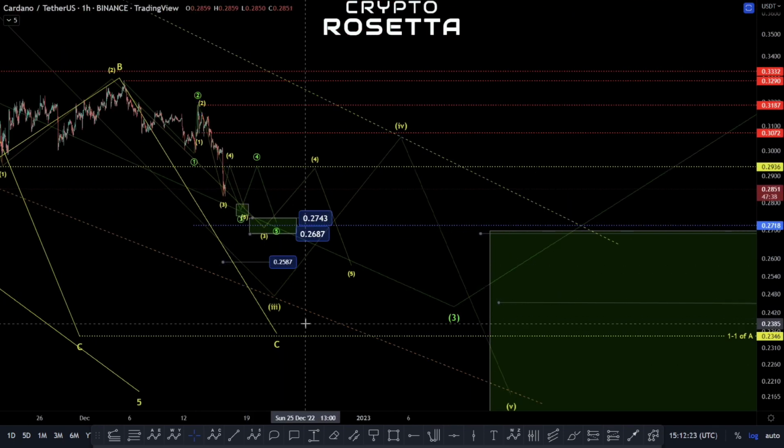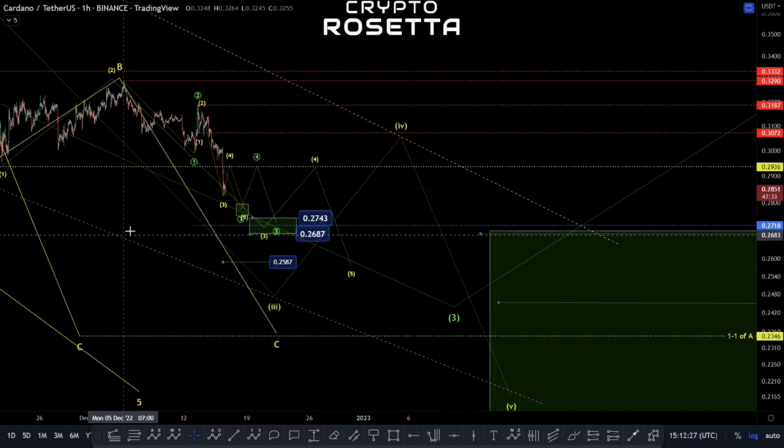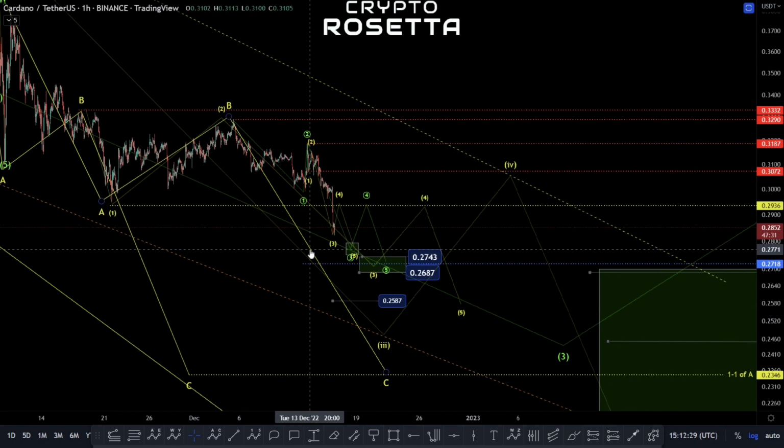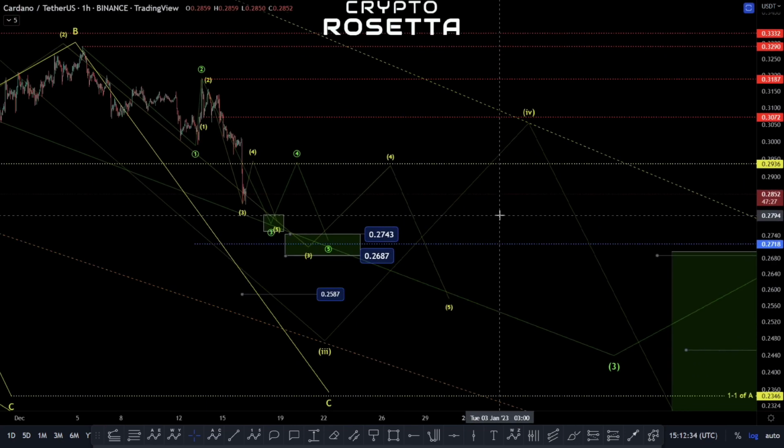If we do progress in this bigger 5-wave move to the downside, we need to just make sure that we don't get an additional rejection when we move up and look for further confirmation by moving down again in another zigzag. Okay, so this is the current moves that I'm tracking.